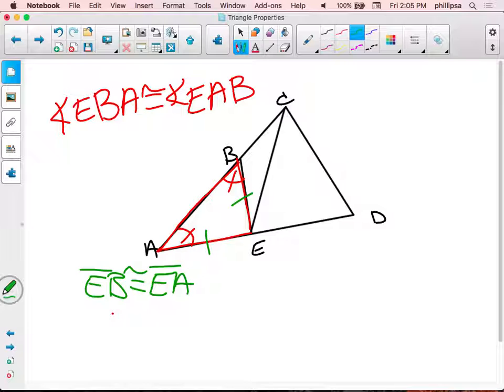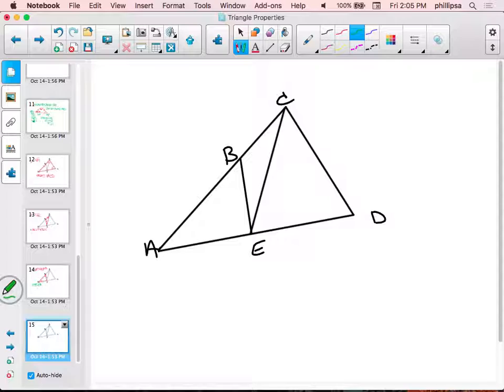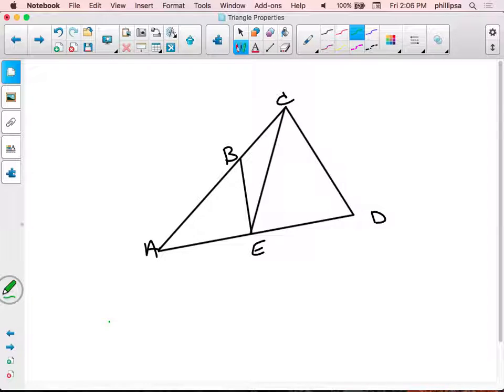Any questions? Last one. Okay, so now I've got CED. I think this one's pretty easy to see. CED congruent to CDE, okay? So it's this last triangle over there. Okay, what are the two congruent sides? Jamie? CE and CD. You got it. Good job, guys.